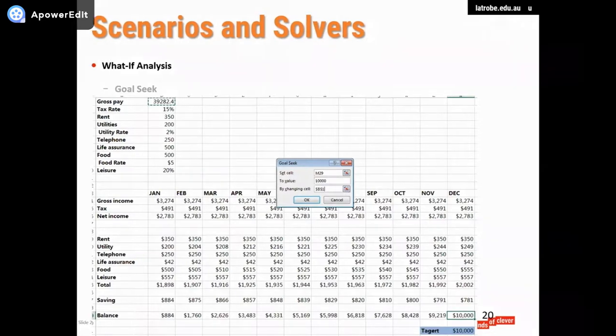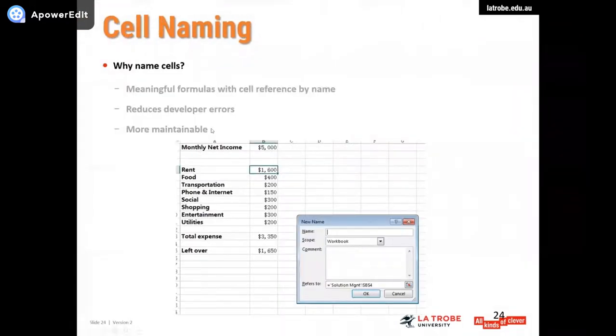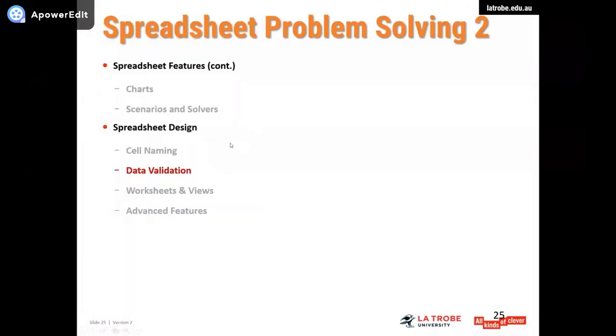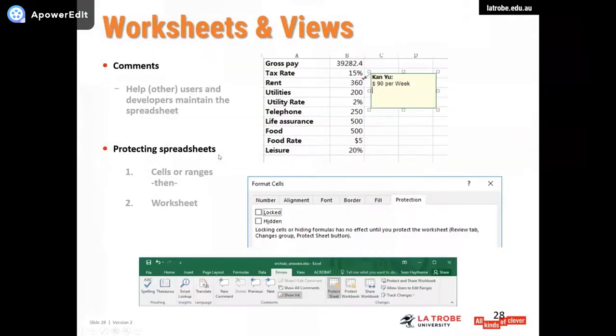Then is the second part, spreadsheet design. For the spreadsheet design, first is cell naming. Why should we use cell naming? That's the basic concept. Then is data validation. What is the reason to use data validation in a spreadsheet? And this part you can skip. And how to protect a spreadsheet, you can quickly go through that. If you don't have time, you can pass this content.